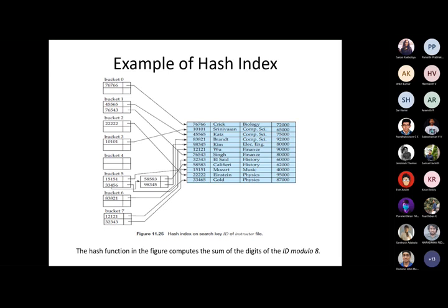Similarly, if you look into bucket 5, you have more than 4 records in bucket 5, right? For example, 15151: the sum of digits of the instructor ID is going to be 6, 12, 13. 13 mod 8 is going to be 5. Again 33456: it's going to be 6, 10, 15, 21. 21 mod 8 is going to be 5, and so on.